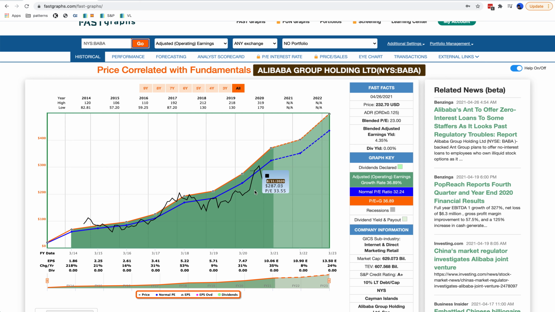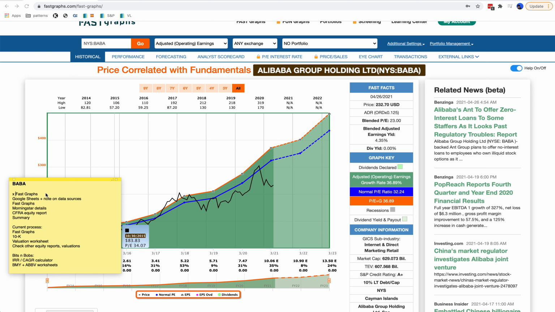So anyway, it looks pretty interesting, worth a closer look. So that's what we're going to go ahead and do. Okay, so that's the first item.